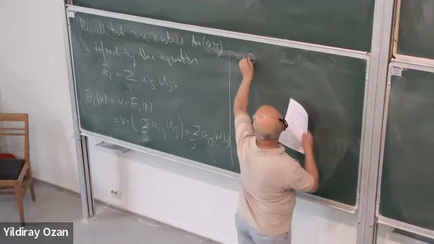Alright. So the conclusion is that the dual one forms of the frame field e_i are given like this, where a_ij are the attitude matrix of the frame field.